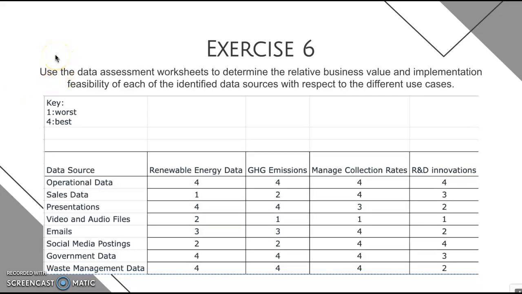For exercise 6, we have the prompt of use the data assessment worksheets to determine the relative business value and implementation feasibility of each of the identified data sources with respect to the different use cases. So this right here is our key. In the example, it was a pie chart of what's worst and best. But for our key, we're going to have 1 as the worst and 4 as the best as a Likert scale.